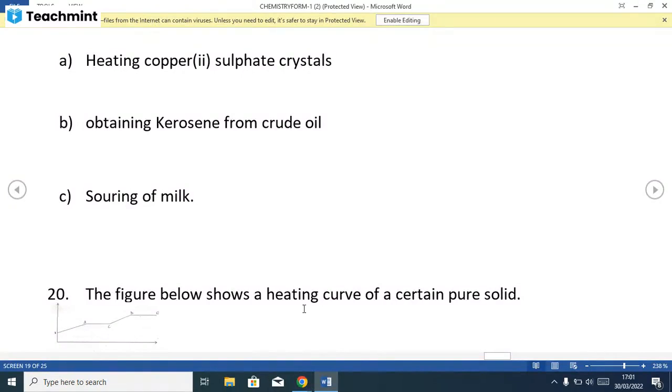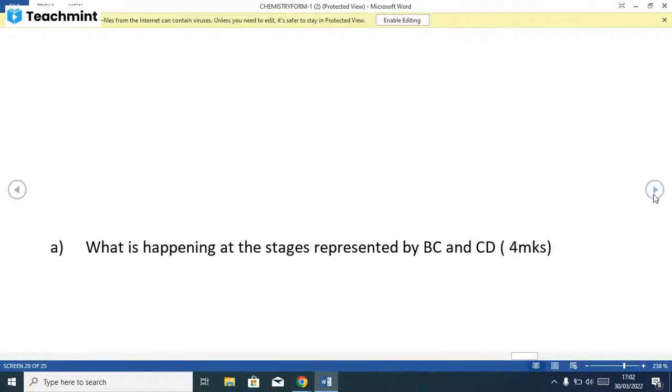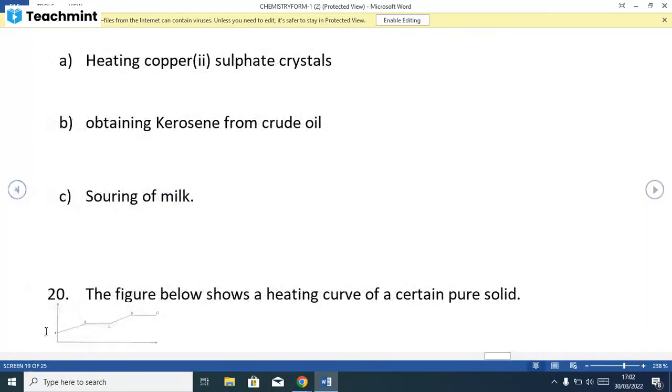Number 20. The figure below shows a heating curve of a certain pure solid. You see A, B, C, D, and E. So let's see the question. What is happening at the stages BC and CD? BC is here. The temperature remains constant until the solid melts.